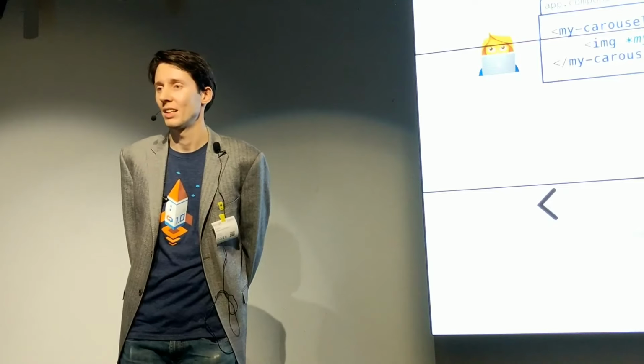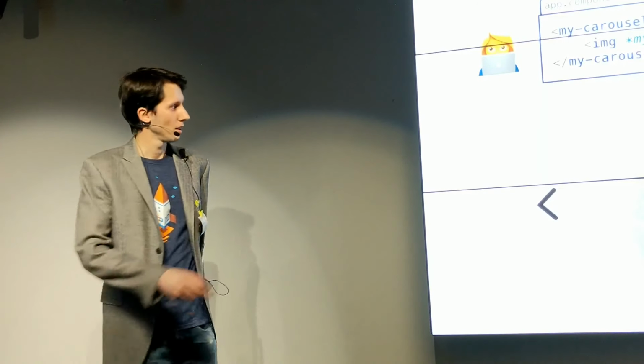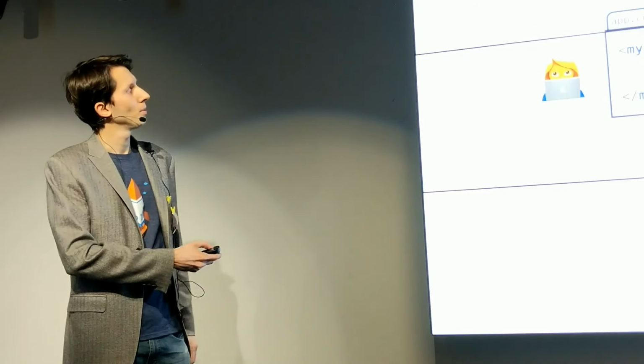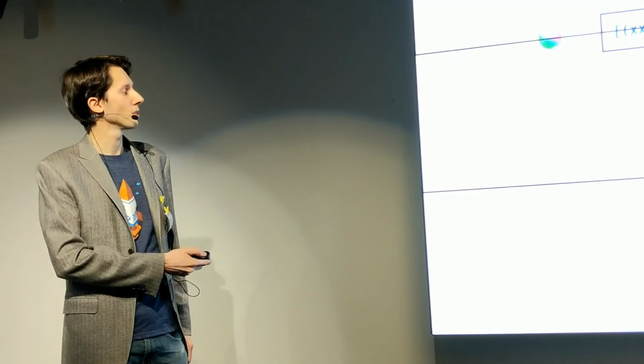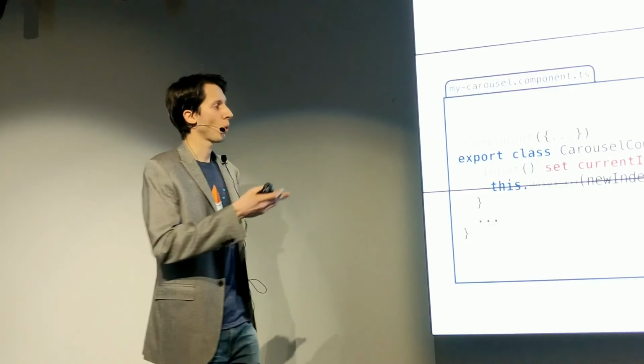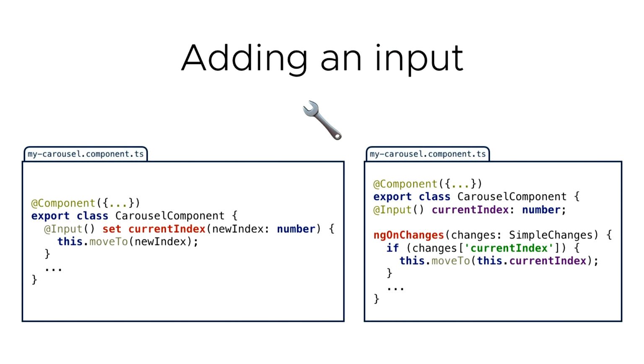You said that set was not as robust as ngOnChanges. I just wanted to follow up on that to understand your thoughts on it. So the question is, why is ngOnChanges here more robust than the setter?